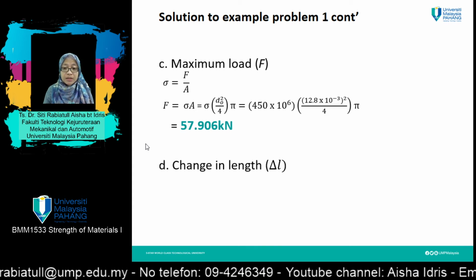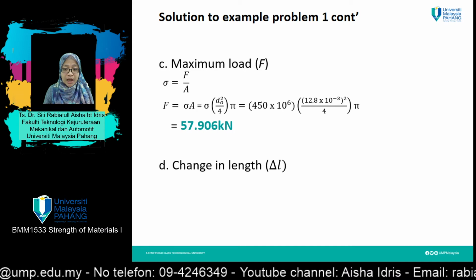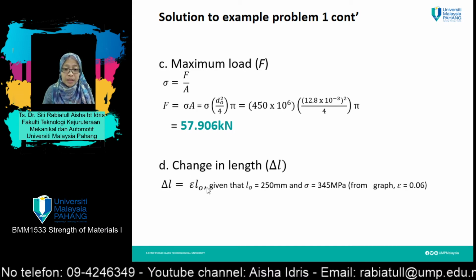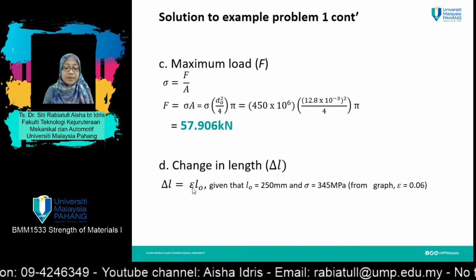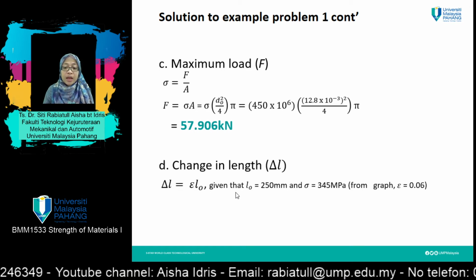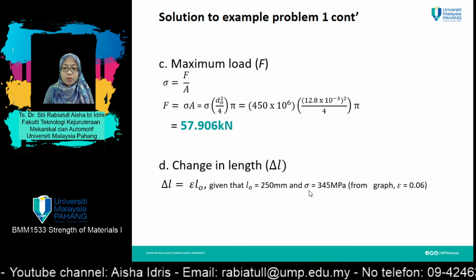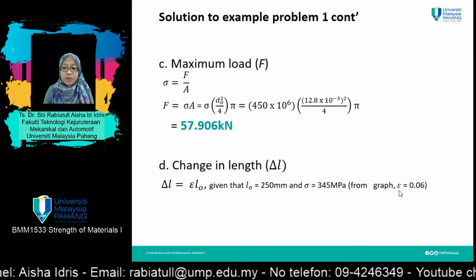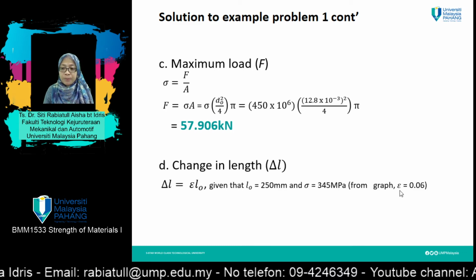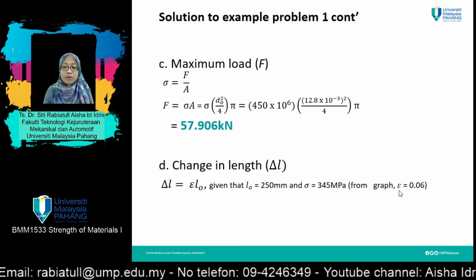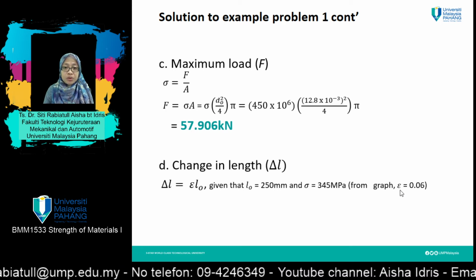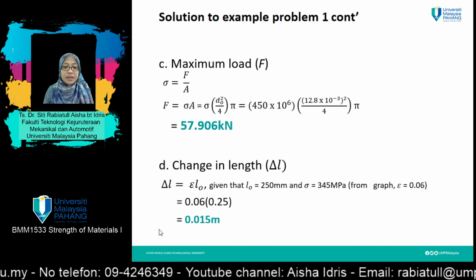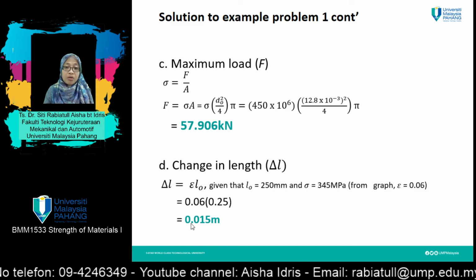Last but not least is question D. The question asks you to find the change in length, or delta L. The formula for delta L equals epsilon times L naught, and the value for L naught is given. Same goes for sigma. Sigma can be obtained from the graph because epsilon is given to you. Epsilon equals 0.06. From there, you'll get the value of sigma. So just substitute into the formula, and you get the value of delta L.